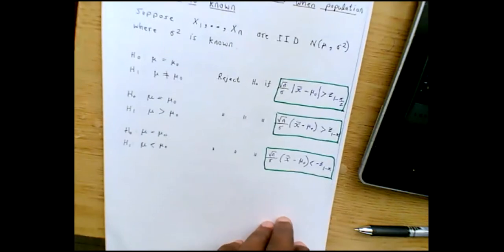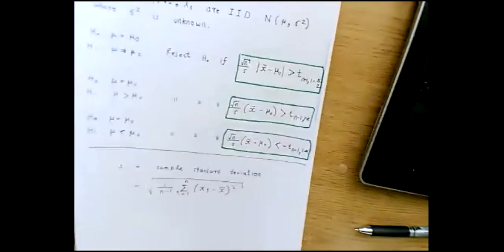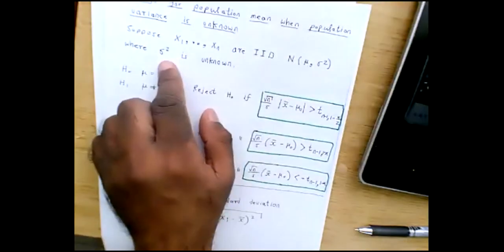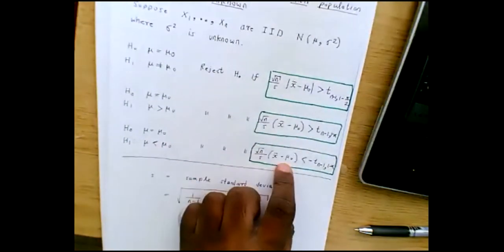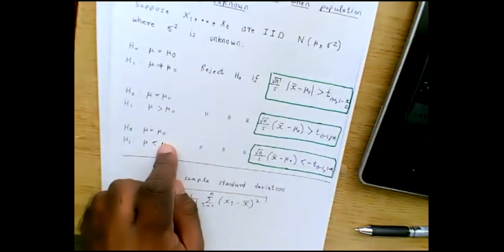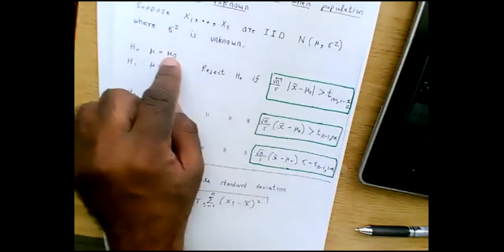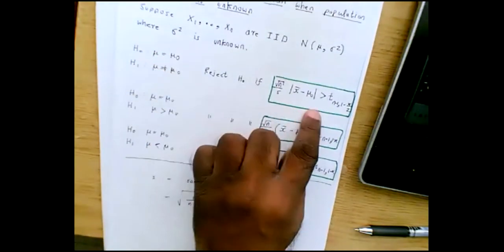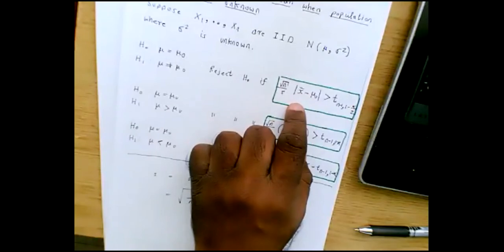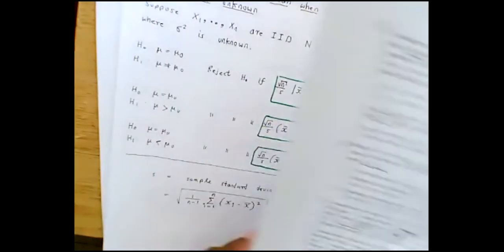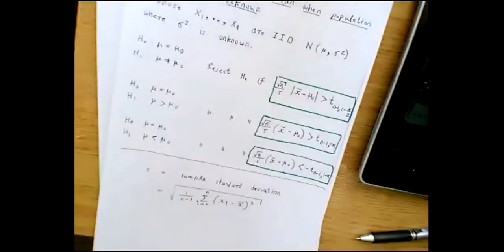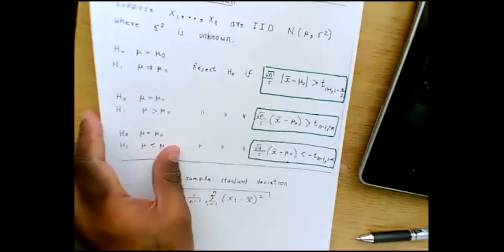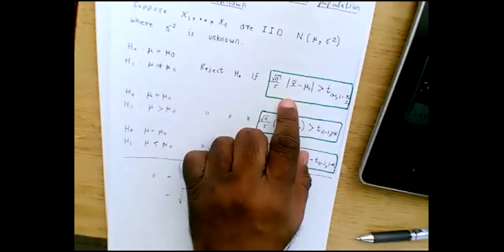So let's go back to the next sheet that I showed you. In this case, we are assuming that the population variance is unknown, and these are the 3 rejection rules corresponding to the 3 sets of hypotheses. So if the hypothesis is something like this, then this is the rejection rule. So for question 3, we are testing this versus this, so the rejection rule that we need to use is this one.